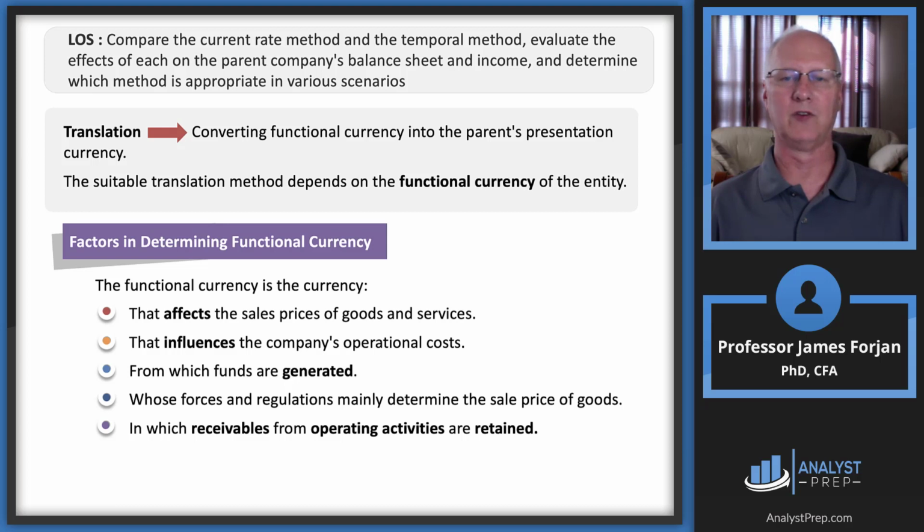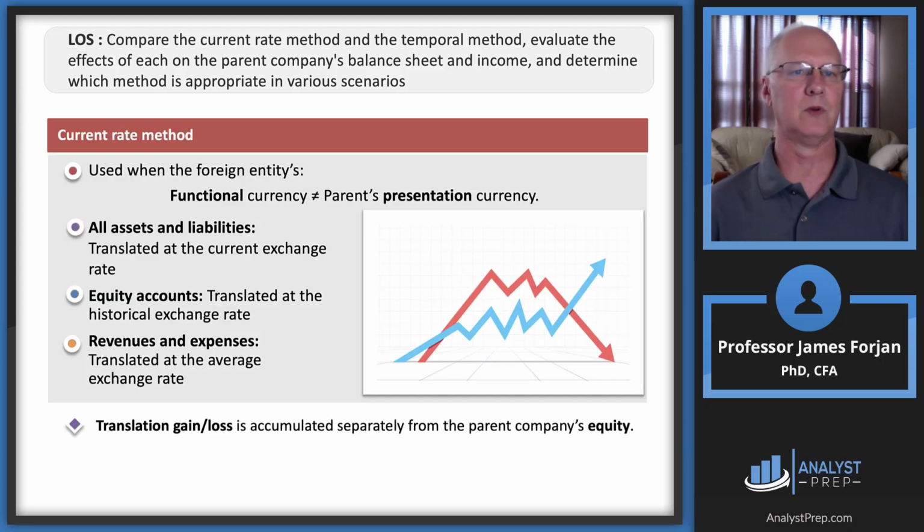So here's a list, and this is taken right out of the reading. So the functional currency is the currency that is probably going to affect sales prices of goods and services, that influences the whole cost structure from which the funds are generated, regulations, and receivables and operating activities are retained. That doesn't sound like a great way to ask an exam question, although you could come up with a simple one, and that's just probably something that you guys would do okay on.